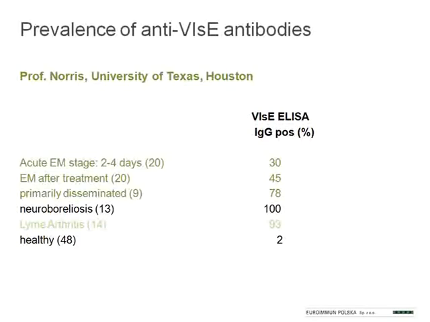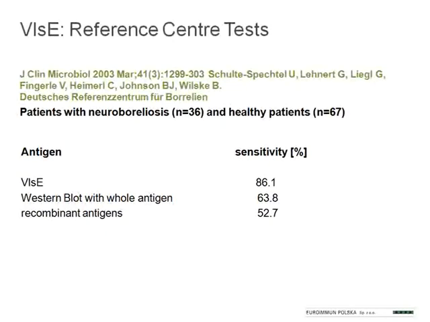The prevalence of antibodies against VlsE is also very interesting. In patients with erythema migrans, about 30% of patients have antibodies against VlsE. But for example, in patients with neuroborreliosis, almost every patient has antibodies against VlsE. What does it mean? That this is more a marker of late infection than fresh infection, in contrast to OspC. The sensitivity of this antigen is about 86%. It means that in 86% of positive results, you see a positive VlsE, so there is a very clear diagnosis. You don't have to take care of the rest of the antigens.